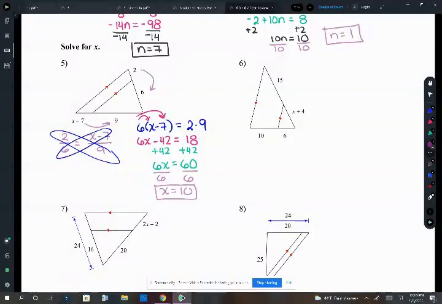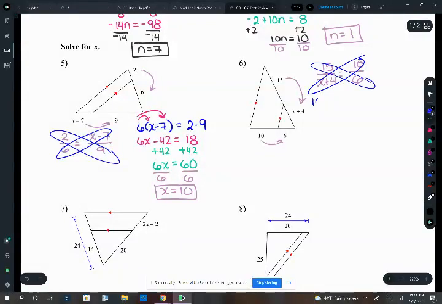Number 6 is similar. Again, you've got your parallel lines. So as long as you have a line that's parallel to one of the sides of your triangle, then you've got that ratio proportion set up. So again, as we look at it, if I decide to go 15 to x plus 4, which is fine, then I need to go the one across from the 15, which is 10, and I'm going to go over to 6. So I'm going to have 10 over 6. And then we'll just do cross product.